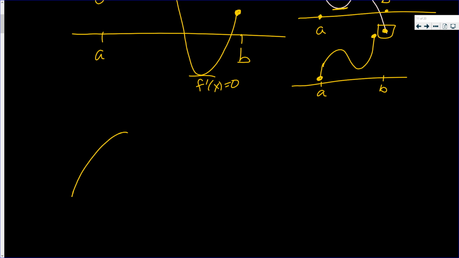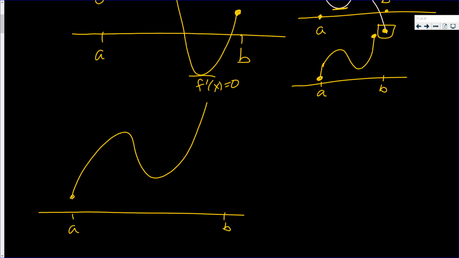What if you have this graph? Here's A and here's B. It's closed at A, but it's open at B. So clearly, and this is y equals f of x. Clearly, on the interval AB, f of a is the least. But first of all, there is no f of b because it's undefined, hence the circle.